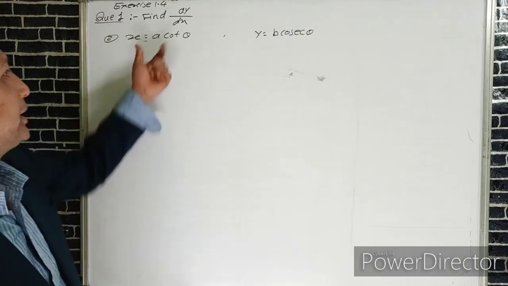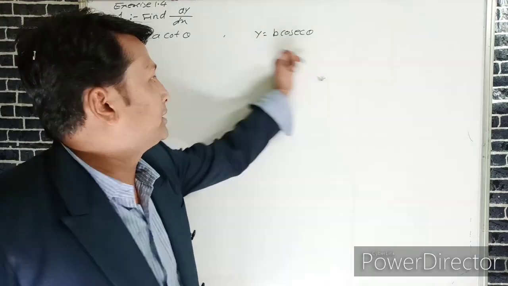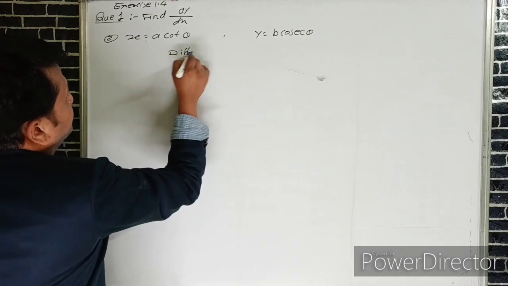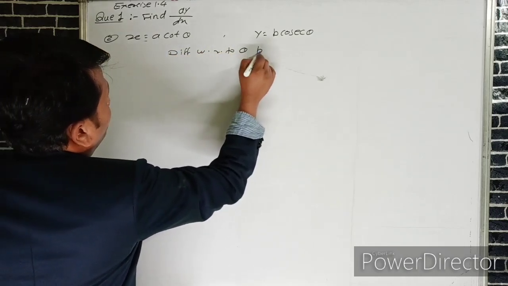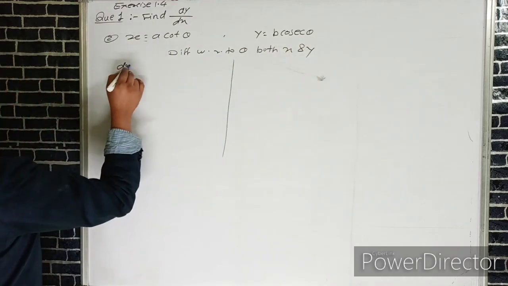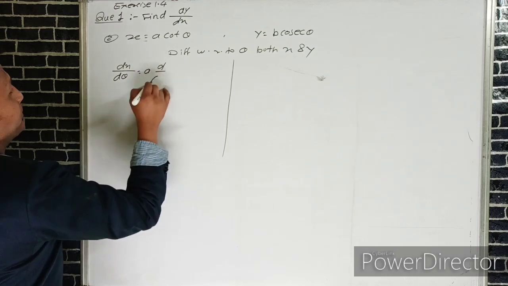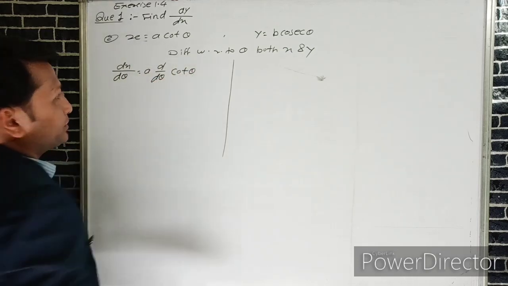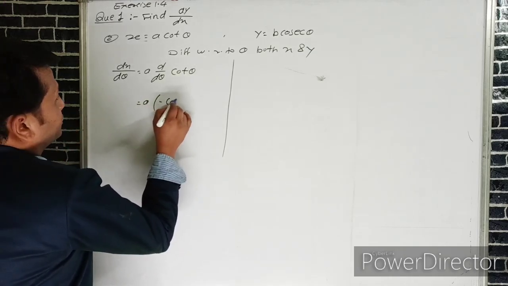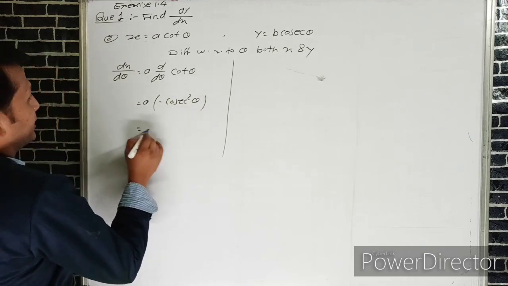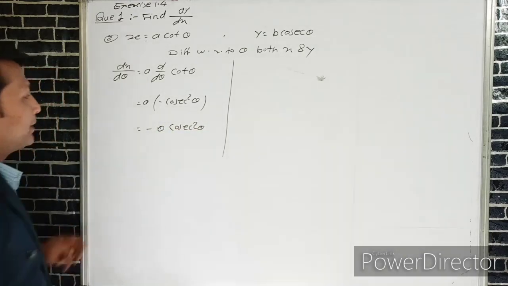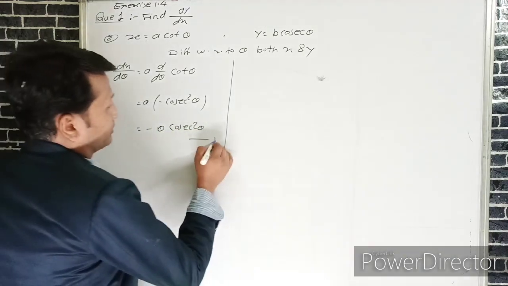Again, second one, x is equal to a cot theta, y is equal to b cosec theta. Here theta is a parameter, and if we differentiate both x and y with respect to theta, then we can write dx upon d theta is equal to a, which is a constant, times the derivative of cot theta with respect to theta. We know that the derivative of cot theta is minus cosec square theta. Hence dx upon d theta is minus a cosec square theta, which is number 1.